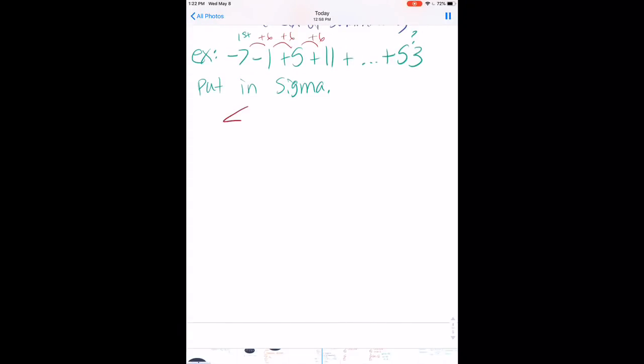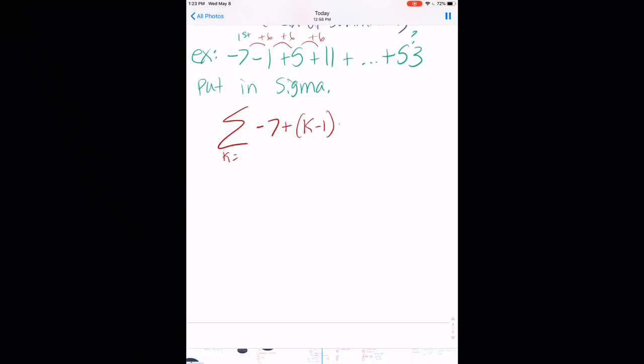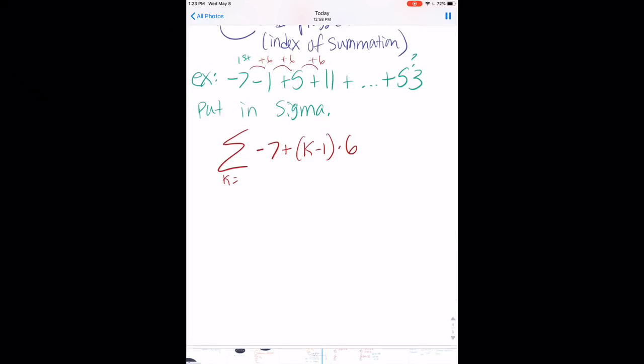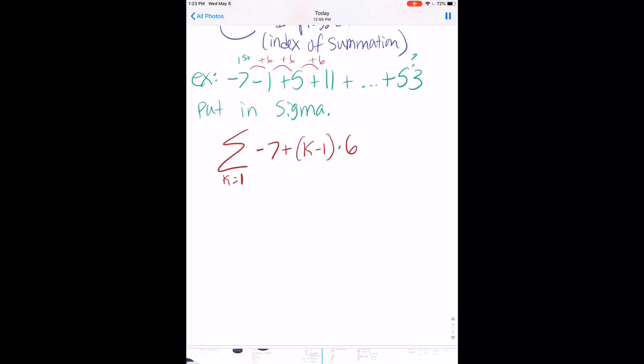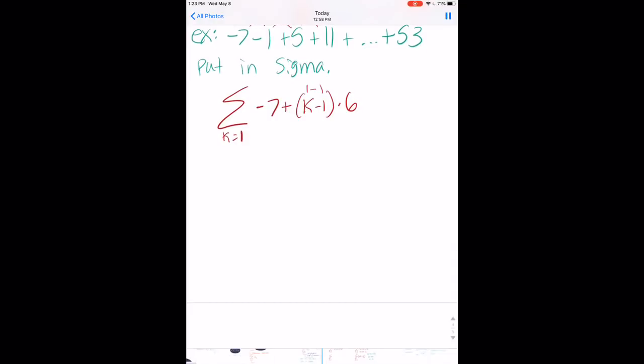So I'm going to draw my sigma, and I'm going to put in my first term plus, and I'm going to use k just because a lot of times they use k with sigma. So I'm going to do k minus 1 times 6 because that's my common difference. And just keep going. So I'm going to put a 1 there because if you plug a 1 in for k, you get 1 minus 1, which is 0, which gives you -7. So that works for my first term.